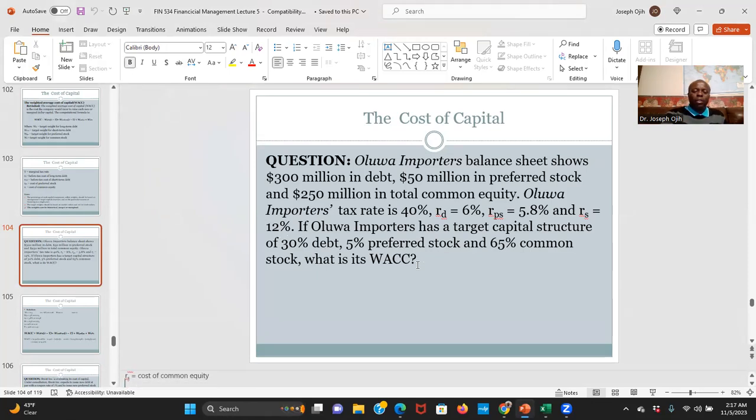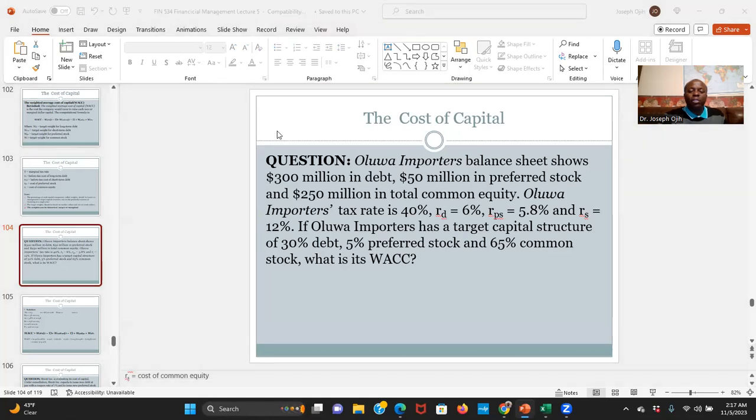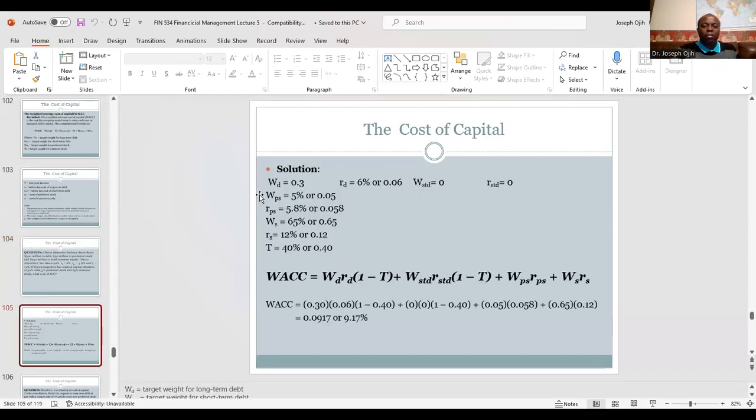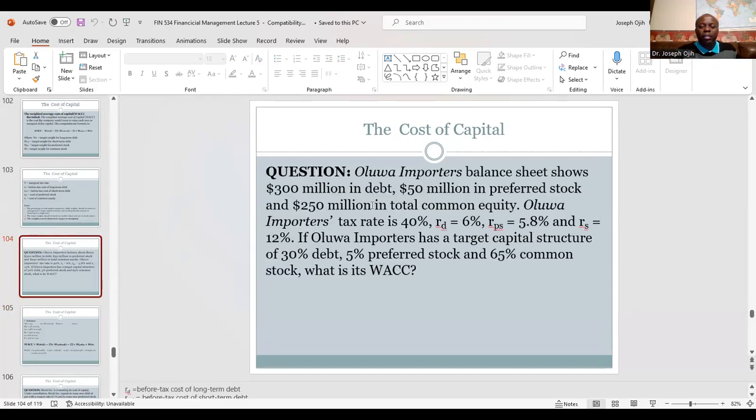So the first thing we do is to get our inputs and put them in Excel so that we can simplify the calculations there. Those inputs that I just mentioned, we'll have them listed here. The target weight of long-term debt is 30%, and you can see that from here. It says Oluwa Importers has a target capital structure of 30% debt. It didn't say short or long, so we assume that it is the long-term debt, 30%.